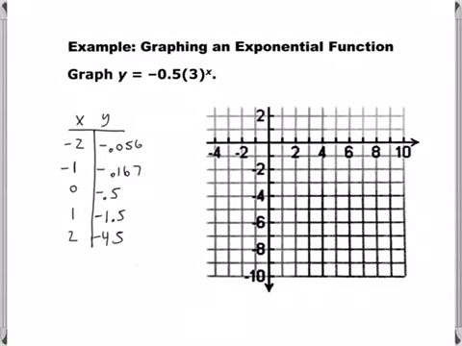So at -2, I am really close to the x-axis in this case. At -1, I'm still really close to the x-axis. At 0, I'm at -0.5, so I'm about halfway, which isn't bad. And then at 1, I'm at -1.5. And then at 2, I'm at -4.5.